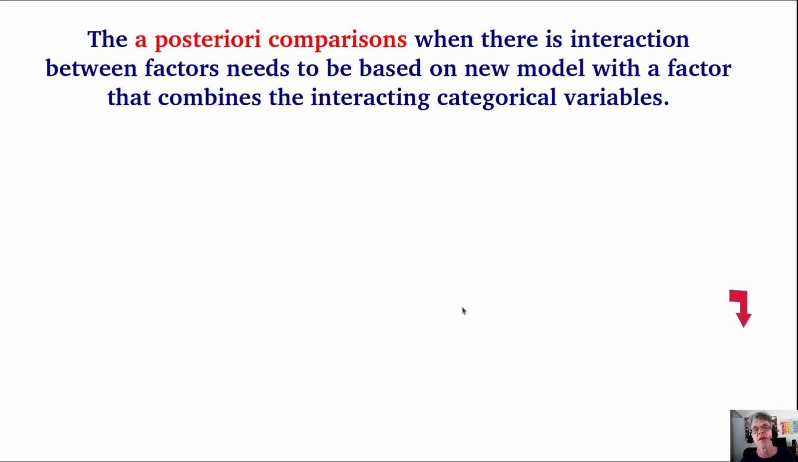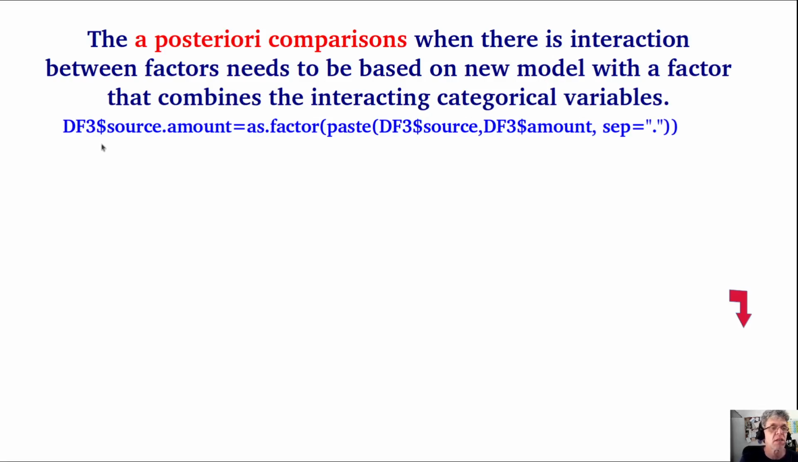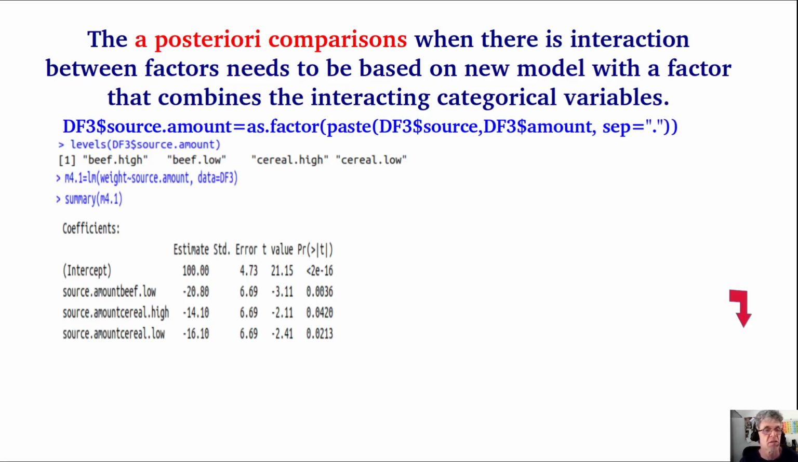So the a posteriori comparisons, when there is an interaction between factors, need to be based on a new statistical model that combines the effect of these interacting variables. So we are creating in the same data frame a single explanatory variable. Let's call it source.amount, which is a factor, and this factor arises by joining, pasting, two pieces of text, the levels of each of these explanatory variables separated by a dot. So these are the levels of this joint explanatory variable. Now that we have a single explanatory variable, we fit an artificial model that is of no interest, of course, of this synthetic explanatory variable, which gives us more or less the same results that we saw before.